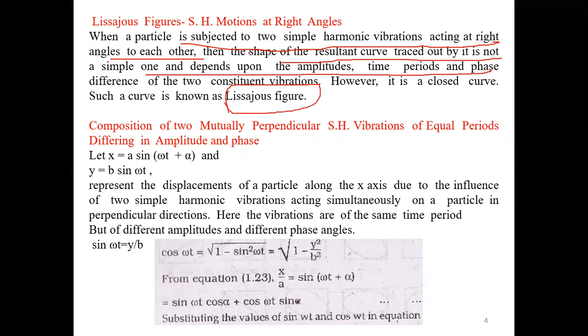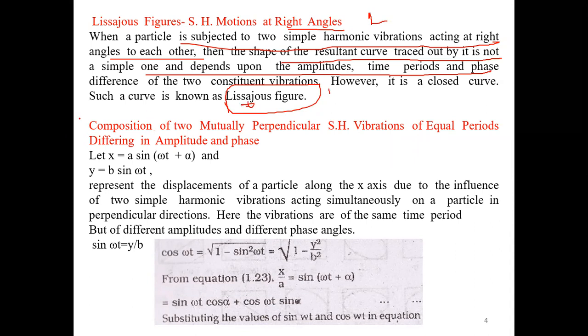When two simple harmonic motions act on a particle at right angles, that means one is along the x-axis and another is along the y-axis, so the angle between them is a right angle, 90 degrees, then you will see some closed curve, and these closed curves are called Lissajous figures. Lissajous is the name of the scientist, so it's called a Lissajous figure.